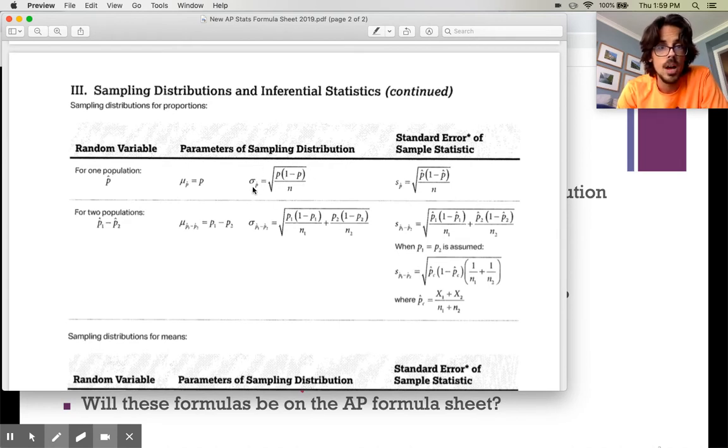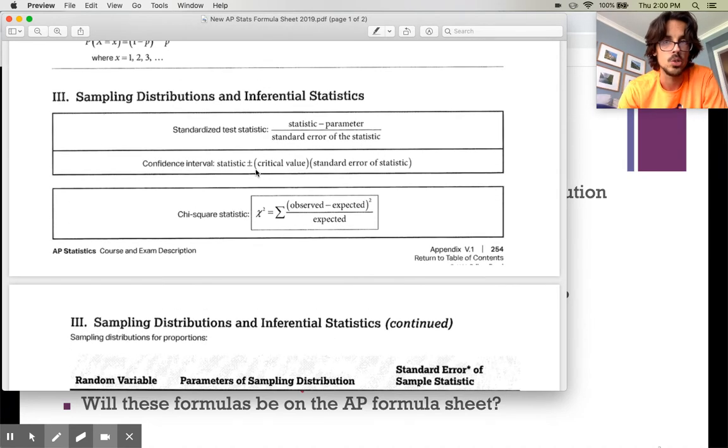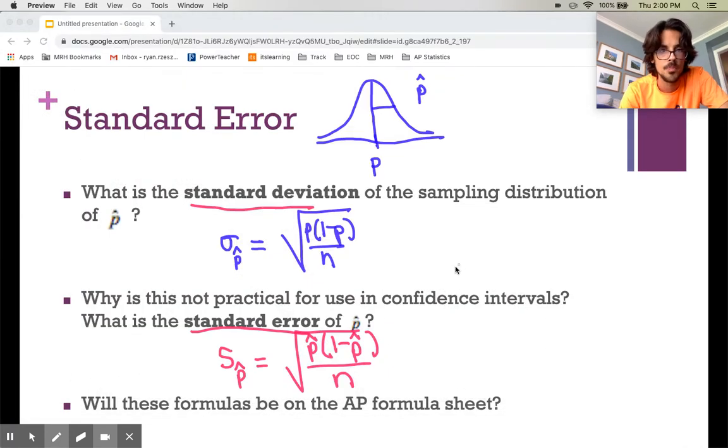They have on this paper right here the parameters, your mean and your standard deviation with actual p's, and then they have the standard error over here on the right side with p hats plugged in instead. So yes, the pieces are on the sheet right there. If you make an actual interval, you'll have to put it all together, and I'll show you how that works. So, will these formulas be on the sheet? Yes, mostly.